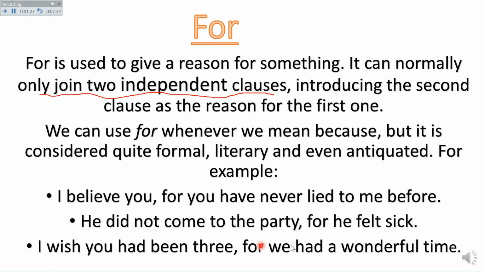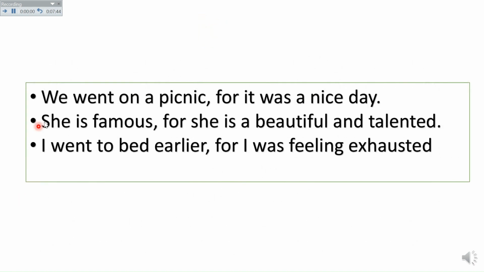I wish you had been there, for we had a wonderful time. "For we had a wonderful time" is giving the reason why I wish you had been there. Let's take some more examples. We went on a picnic, for it was a nice day. "For it was a nice day" is giving the reason why we went on a picnic. She is famous, for she is beautiful and talented. "For she is beautiful and talented" is giving the reason why she is famous.